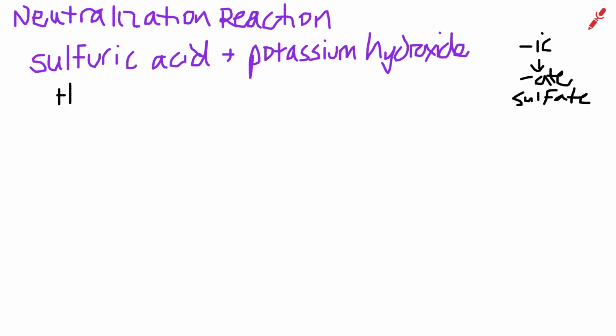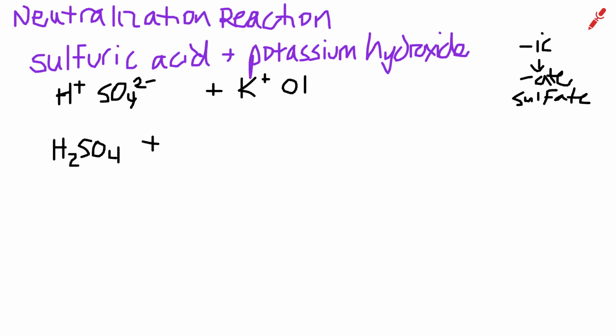Well, it must be that H plus and sulfate paired up, SO4 with a -2. And so we'd expect to get H2SO4 as one of our reactants. Potassium hydroxide, K is a plus, OH is a minus. We'd get KOH as our other reactant.